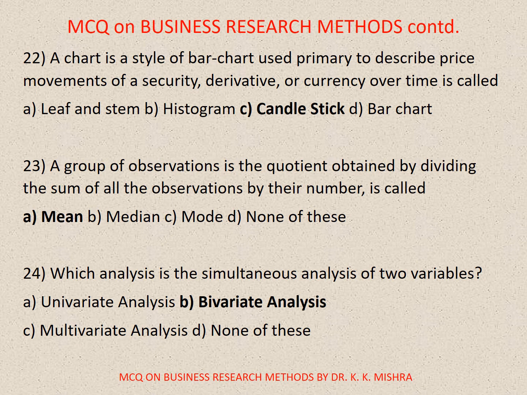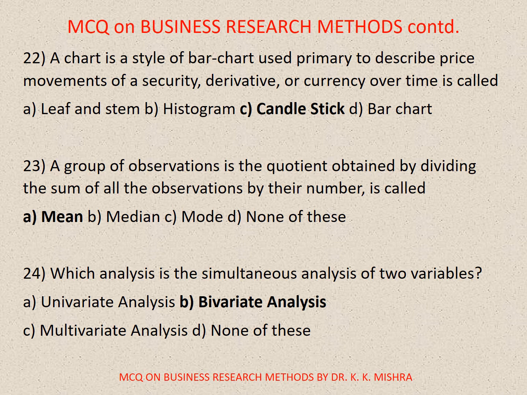Question number 22. This chart is a style of bar chart used primarily to describe the movements of a security, derivative or currency over time. Options are A. Leaf and stem, B. Histogram, C. Candlestick, D. Bar chart. Correct option is C. Candlestick.